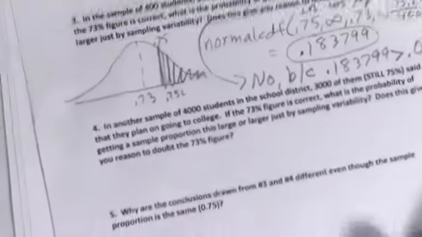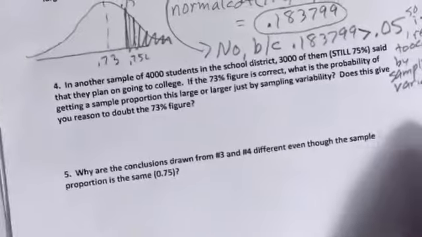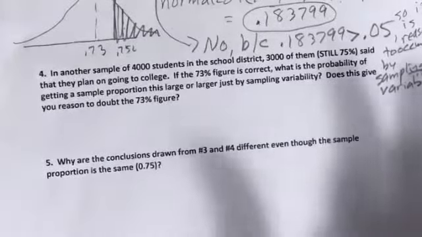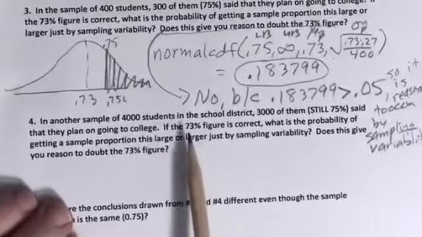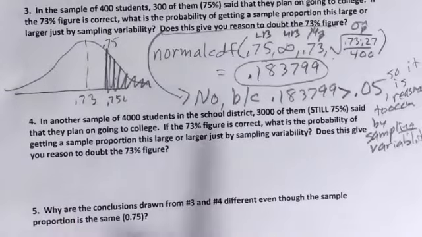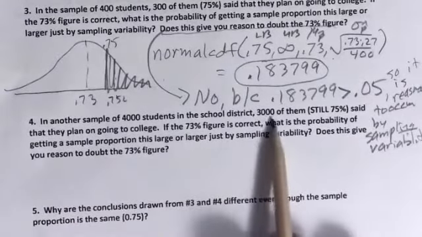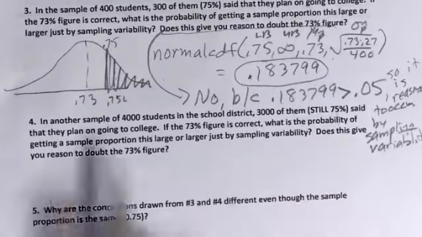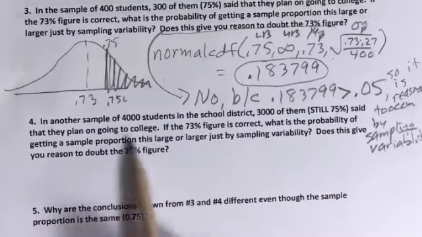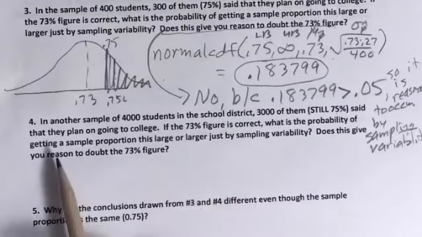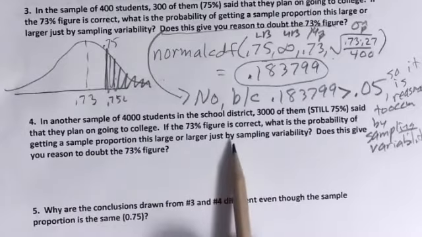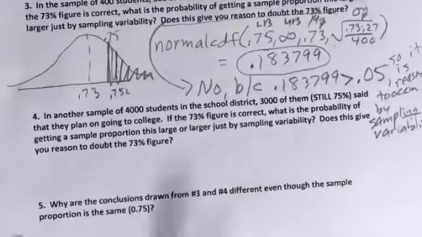Okay, let's look at number 4. Okay, in another sample of 4,000 students, so the sample size they multiplied by 10. They were doing 400 students. Now they're doing 4,000 students. All right, so 3,000 of them, which is still 75%, say that they plan on going to college. If the 73% figure is still correct, what is the probability of getting a sample proportion this large or larger just by sampling variability? And does this give us reason to doubt the 73% figure?